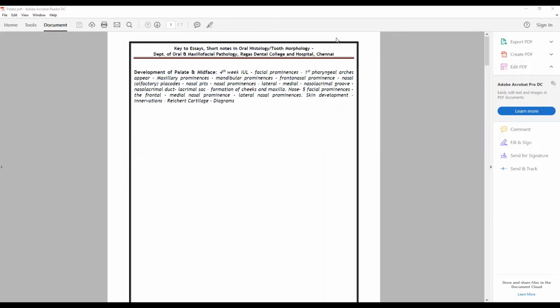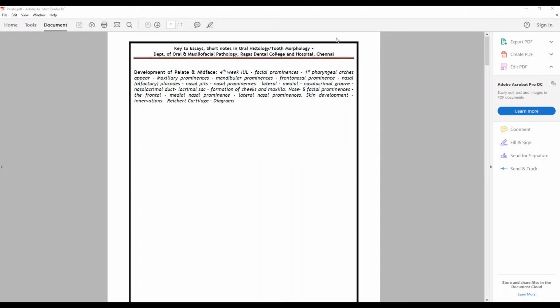The key to this will be when the palate starts to form, at about the 4th week of intrauterine life, when the facial prominences arise under the influence of the first pharyngeal arches: the maxillary prominences, the mandibular prominences, the frontonasal prominences, the role of the nasal placodes, the nasal pits, nasal prominences, the lateral and medial nasolacrimal groove, nasolacrimal duct formation, lacrimal sac, and the formation of cheek and maxilla.